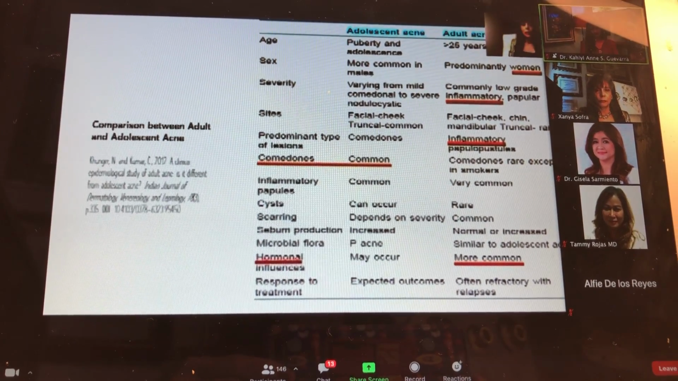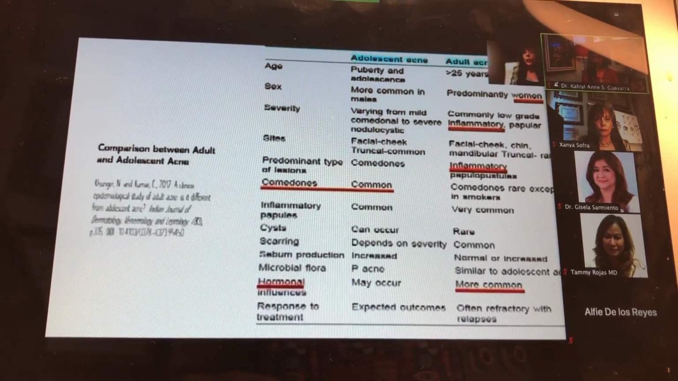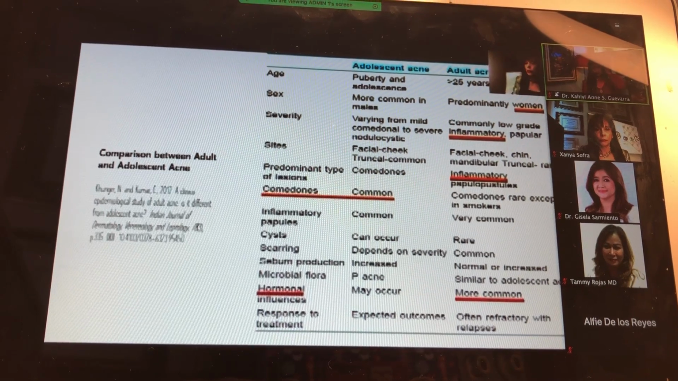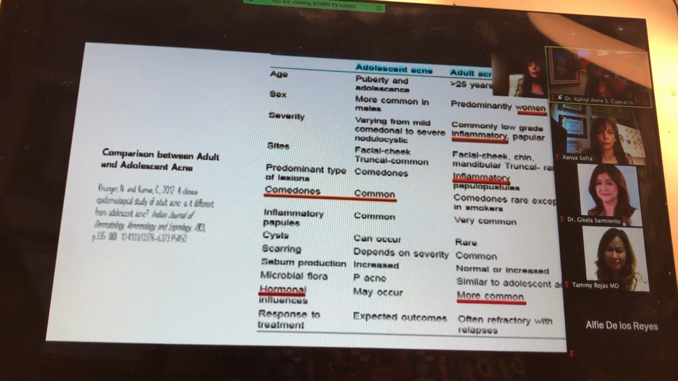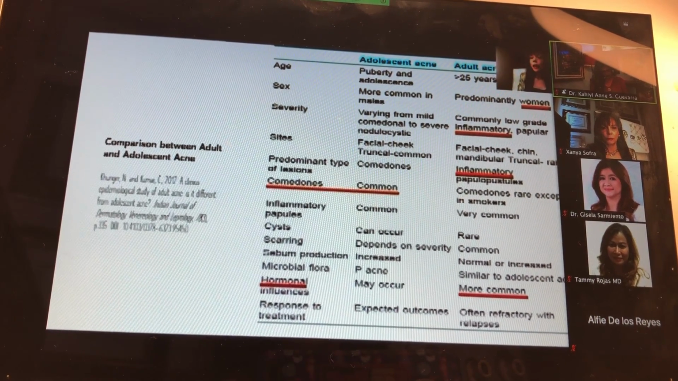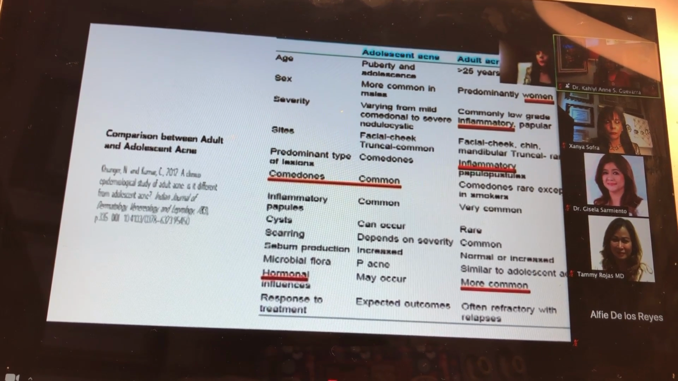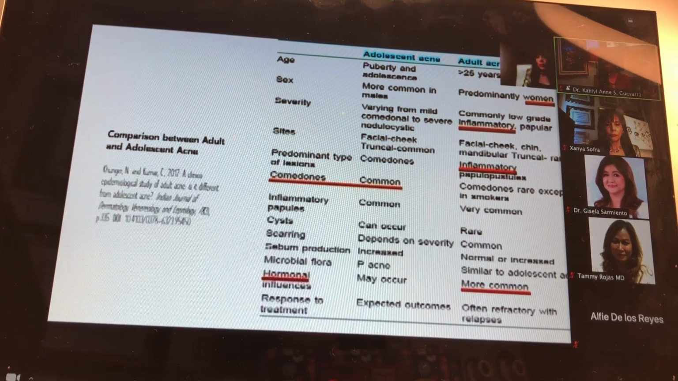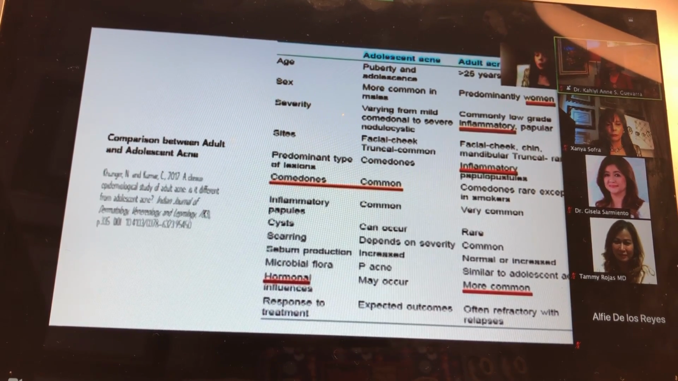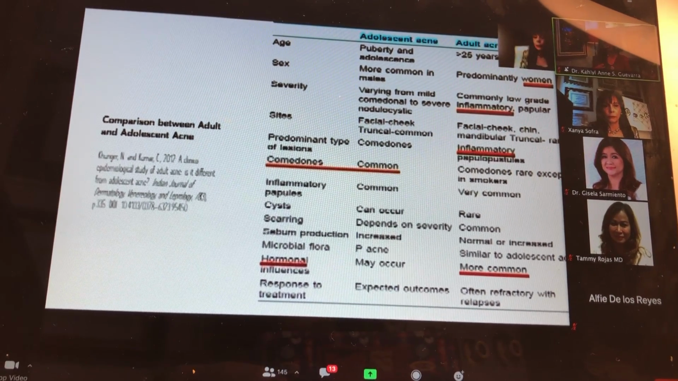There was a study that compared adult and adolescent acne. Adolescent acne is more common in males, unlike adult acne, which is more common in females. Severity varies from mild comedonal to severe acne, whereas adult acne is primarily inflammatory. This can occur in adolescents, but not as much as in adults. And hormonal influences are actually more common with adult acne, according to the study.